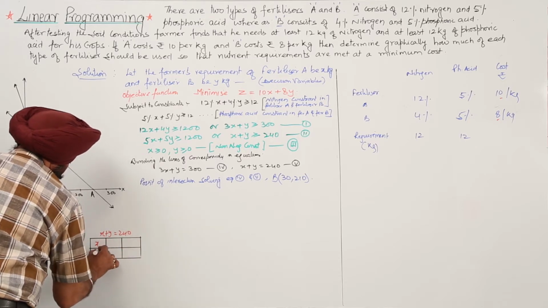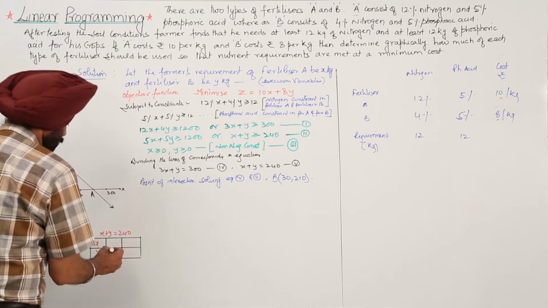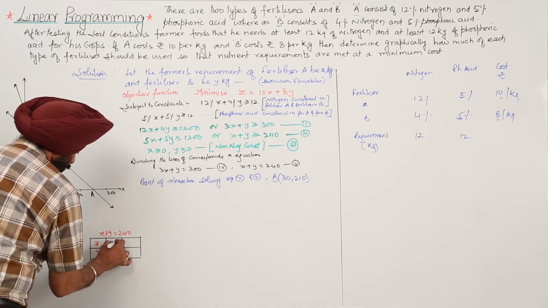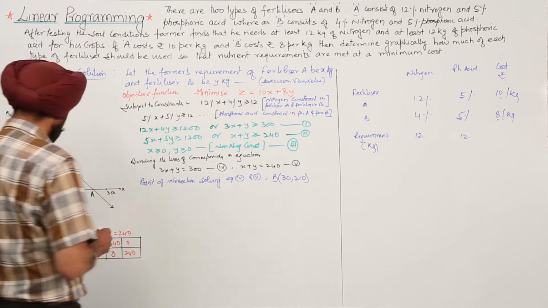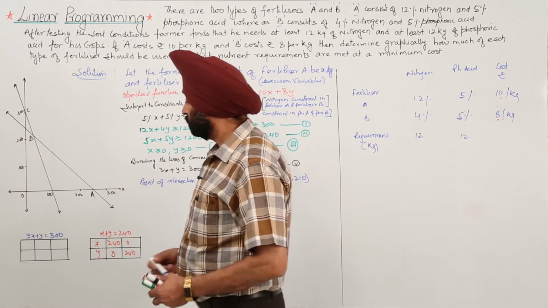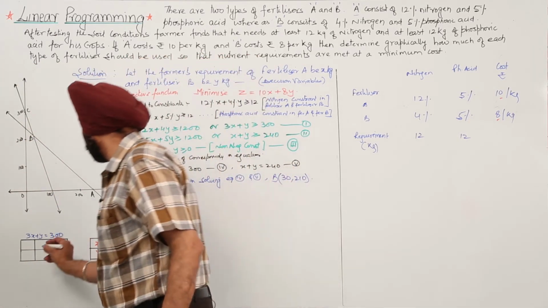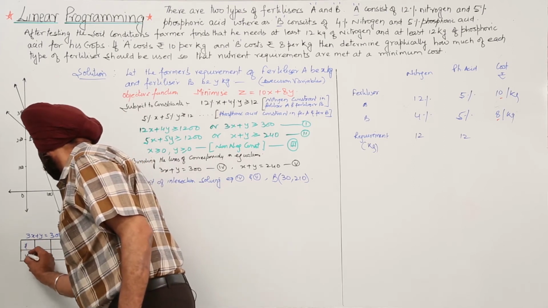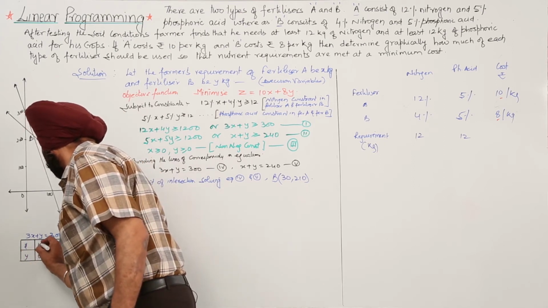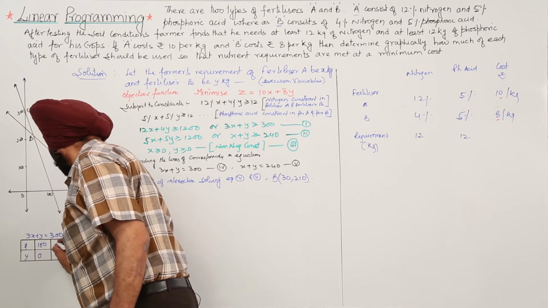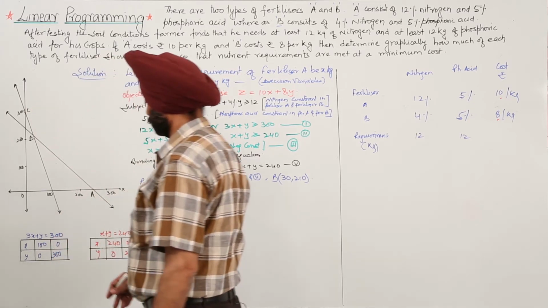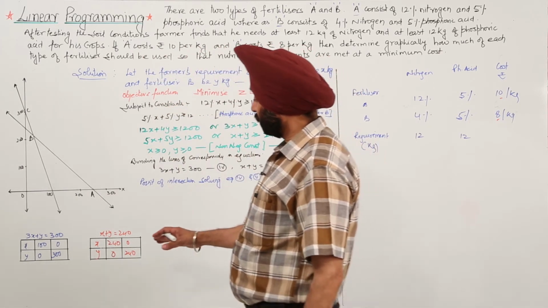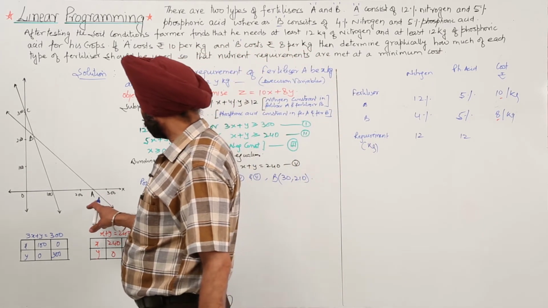Now x and y. Here when y is 0, x is 240, and when x is 0, y is 240, simple. And for this part, when y is 0, x is 100, and when x is 0, y is 300. Is it clear? So we are having the coordinates now.